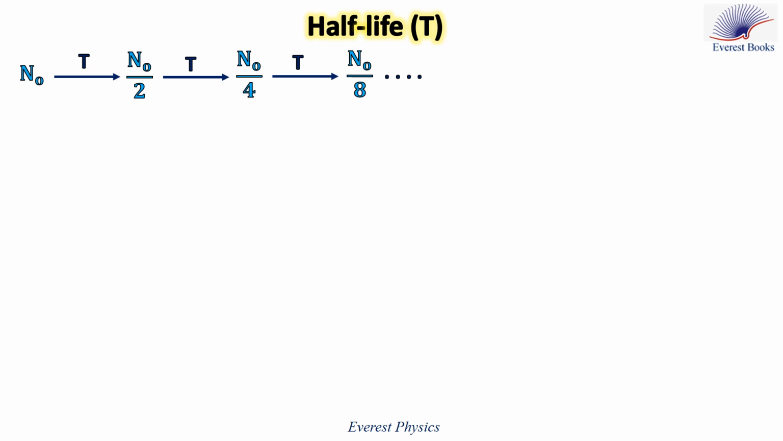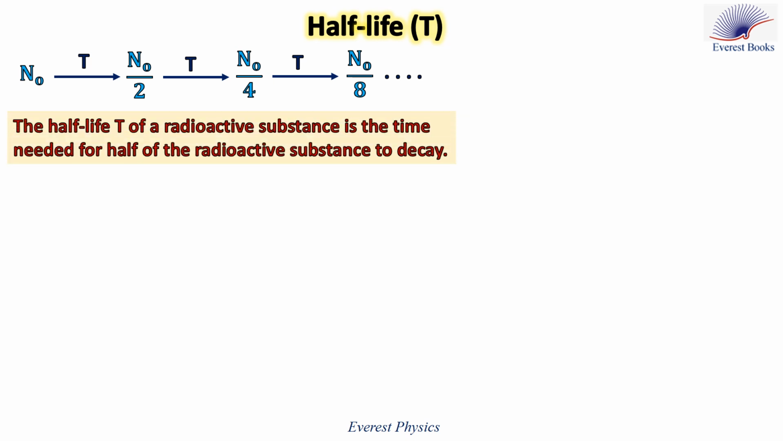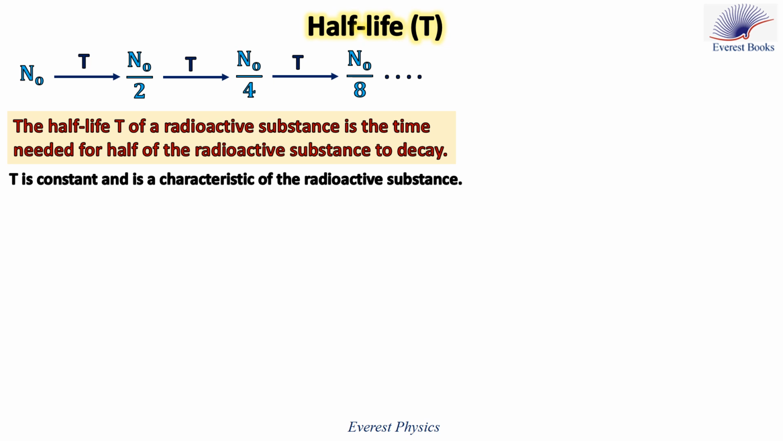T is called the half-life of the radioactive substance. By definition, the half-life T of a radioactive substance is the time needed for half of the radioactive substance to decay. T is constant and is a characteristic of the radioactive substance. Now let's derive the relation between the initial number of nuclei N0, the number of undecayed nuclei N at time t, and the half-life T.